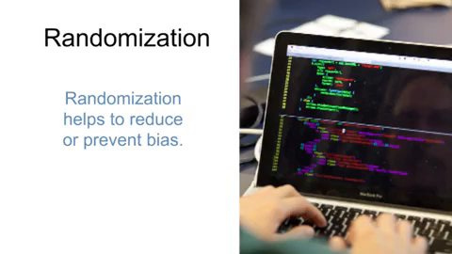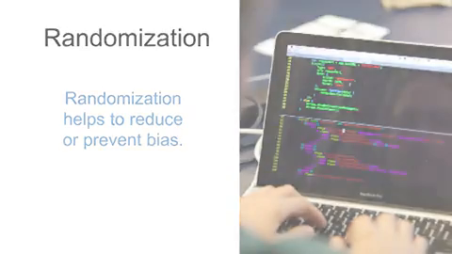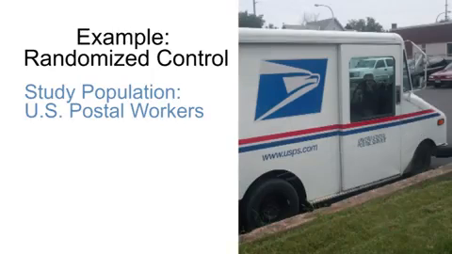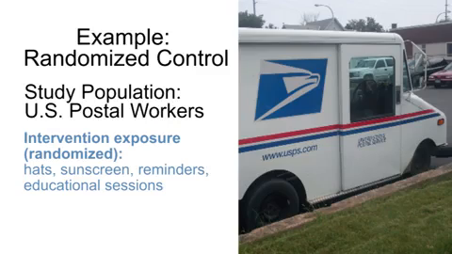Now let's look at an example of a randomized controlled trial. Researchers designed a randomized controlled trial to answer the research question, do U.S. Postal Service mailmen who receive a specific sun safety education intervention subsequently wear wide-brimmed hats and use sunscreen more than U.S. Postal Service mailmen who did not receive the sun safety education intervention? The intervention included 6 educational sessions, wide-brimmed hats, sunscreen, and reminders.